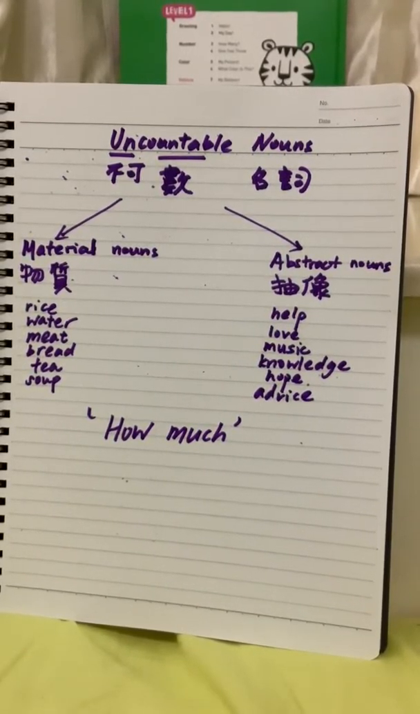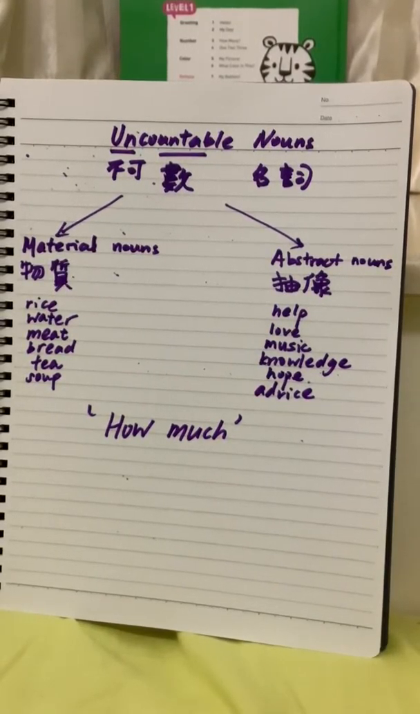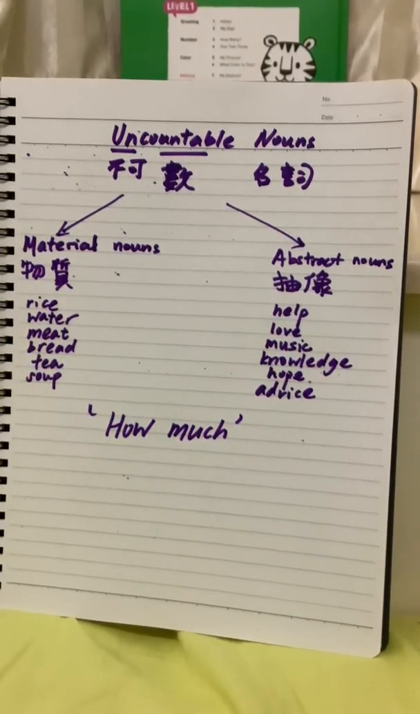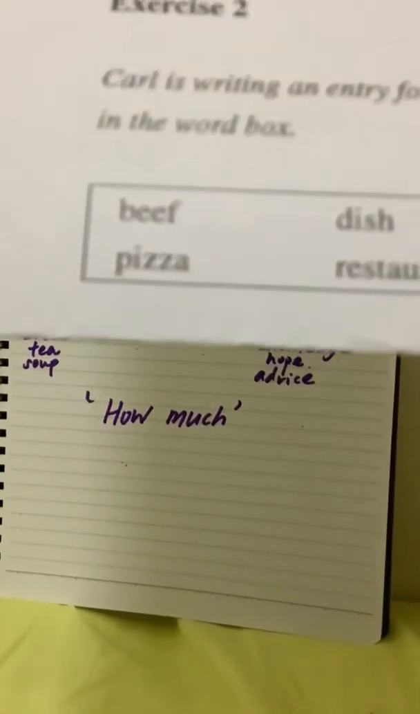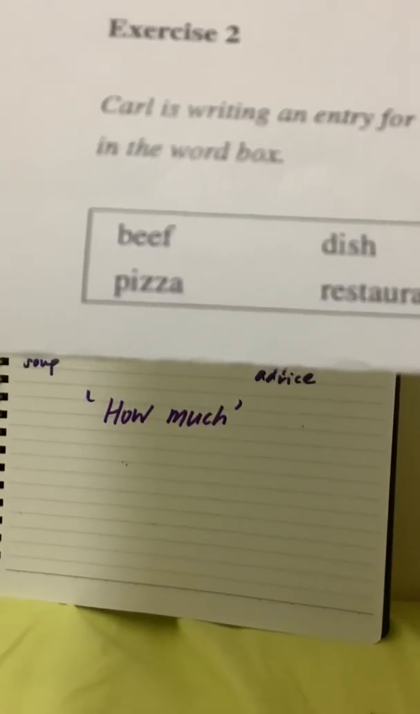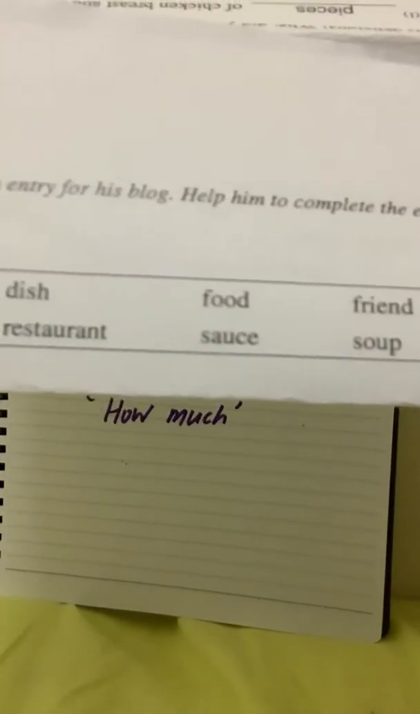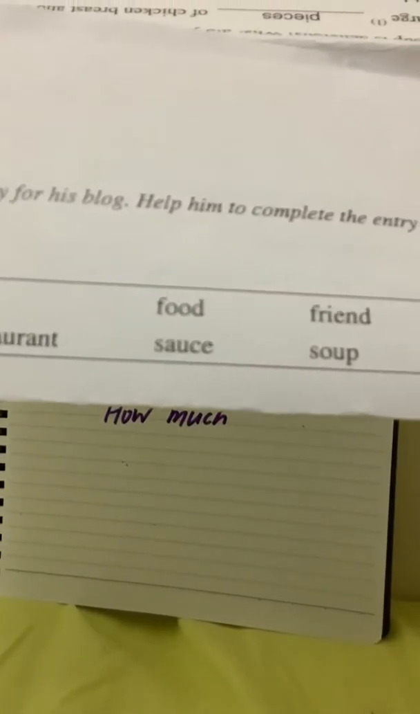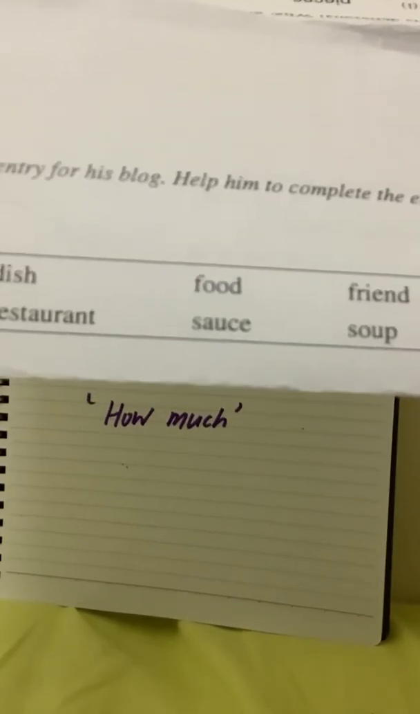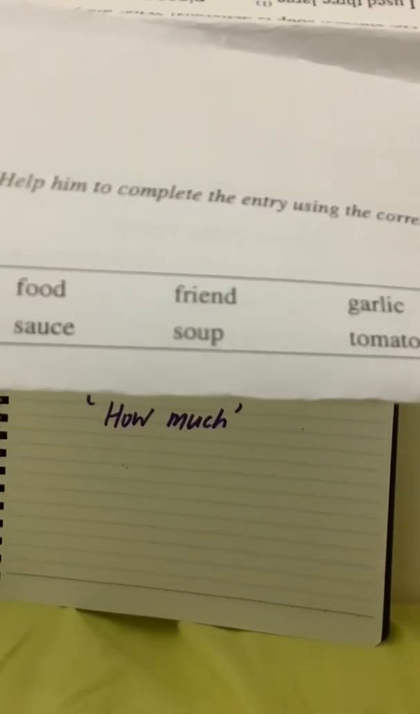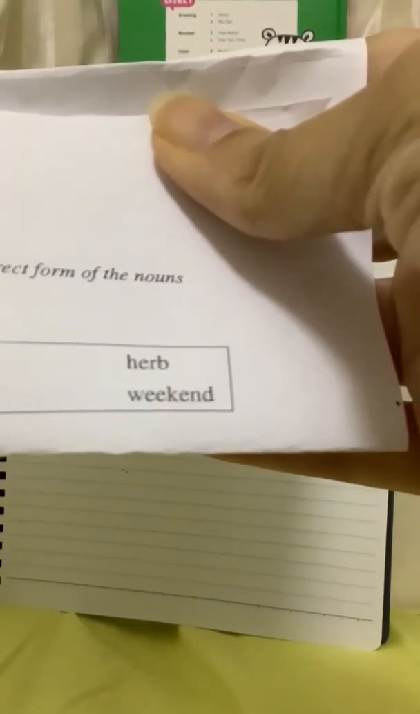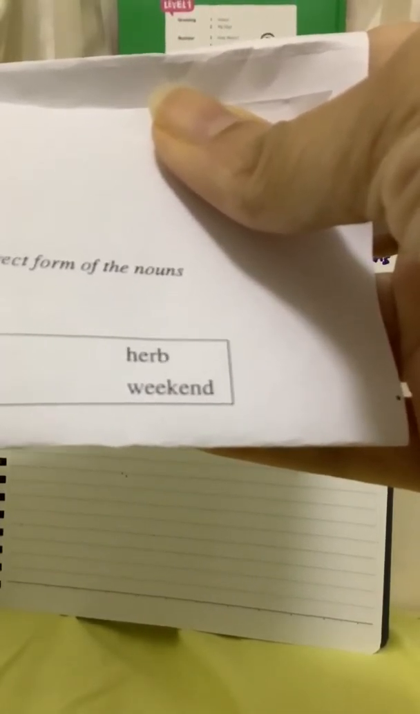The next one I would like you to complete is exercise 2, which is on page 8. You can see beef, pizza, dish, restaurant, food, sauce. You can have tomato sauce, you can have chili sauce. Friend, soup, garlic, tomato, herb, weekend, which means Saturday and Sunday.